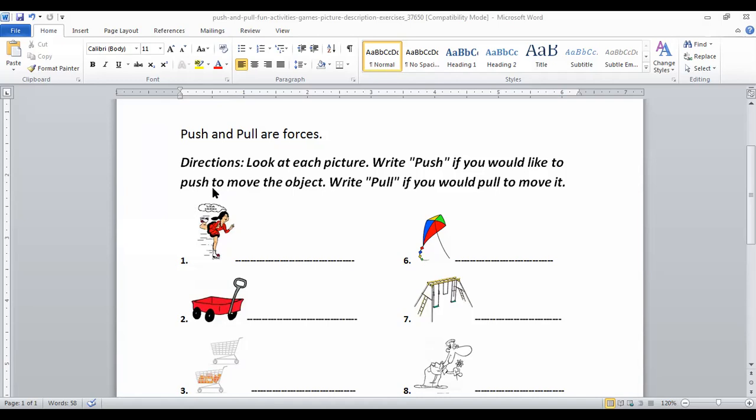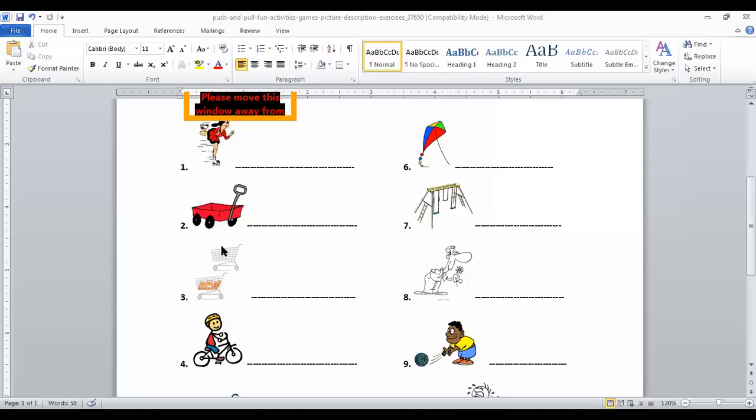Ahmed, what is the girl doing? She is pushing. Yes, pushing. Okay, number three. When we go with the cart in the supermarket, what do we do with this cart? We push or pull? We push them.